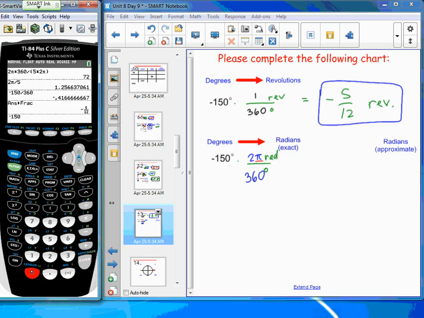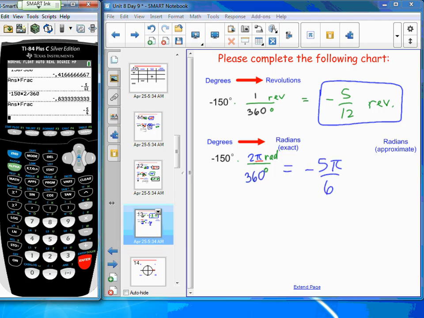So I've got negative 150 times 2. I'm going to leave the pi out. Divided by 360, math frac. Enter, then I'm going to manually put it back in. I get negative 5 pi over 6. So I get negative 5 pi over 6.